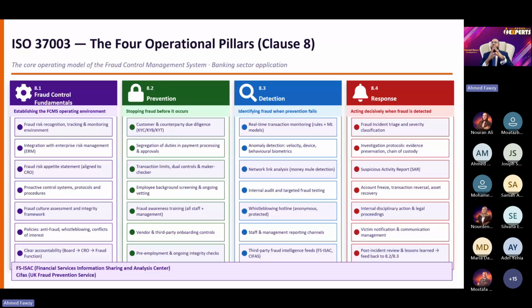Remember that this is 8. We said that we have 4 pillars. First of all, fraud control fundamentals. It goes without saying that you must start based on a fraud risk assessment. You have to be able to do risk recognition: how will you detect that something is really a risk without predefined criteria? So we have to define specific fraud patterns.